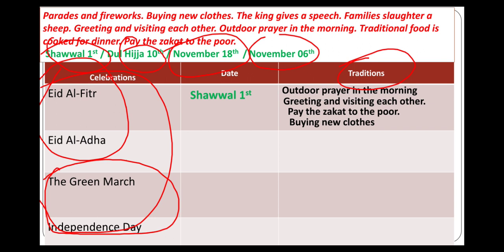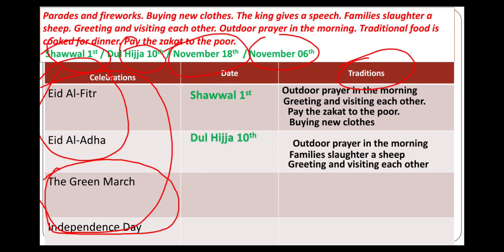Now what about Eid al-Adha? Now can you stop the video and think about this exercise? Okay, Eid al-Adha is celebrated on the 10th of Dhul Hijjah each year. And the traditions we have on this day are outdoor prayer in the morning. Families slaughter the sheep. You have seen the picture. We slaughter the sheep. And greeting and visiting each other.